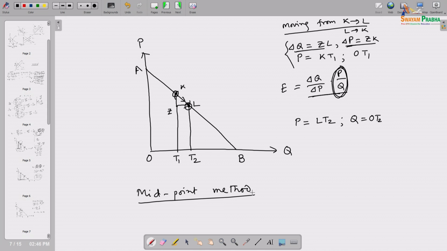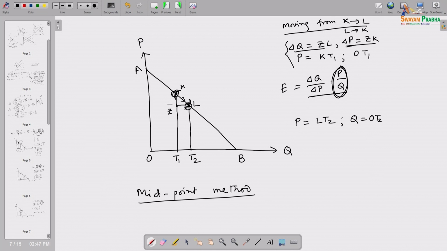First, let us clarify why the midpoint method may be thought of as a sensible way to capture this elasticity. Within the same segment of the demand curve, if you move from one point to the other, you get one elasticity value. If you move from the other point back to this point, within the same segment, you get a different elasticity value.